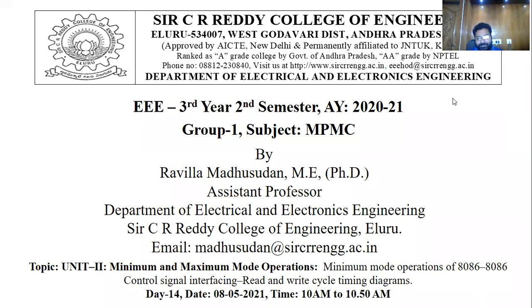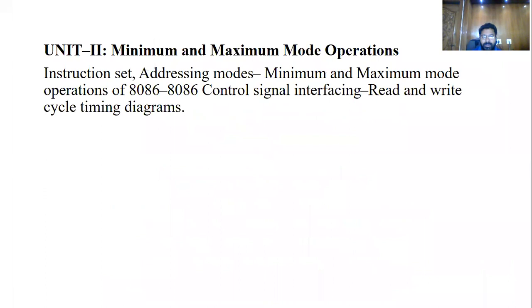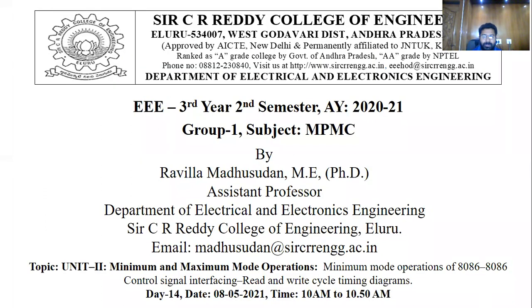Now we are entering the second unit, or second chapter, called minimum and maximum mode operations of the 8086 microprocessor. You know that very well. The microprocessor can operate in two different modes: minimum mode, which you can also call single mode, and maximum mode, which you can also call multiple mode. So for those modes, how is our 8086 microprocessor operated?